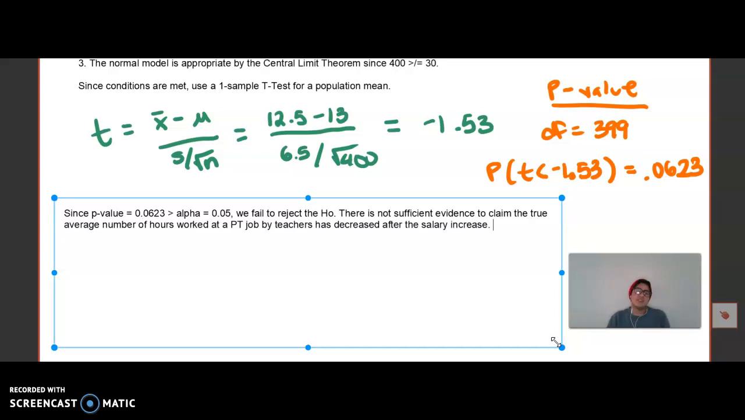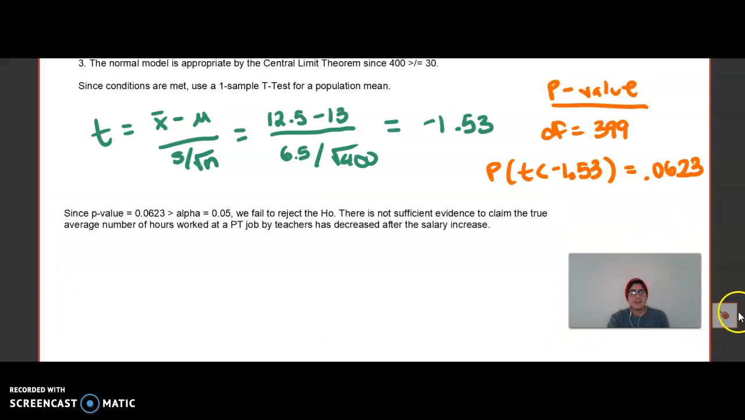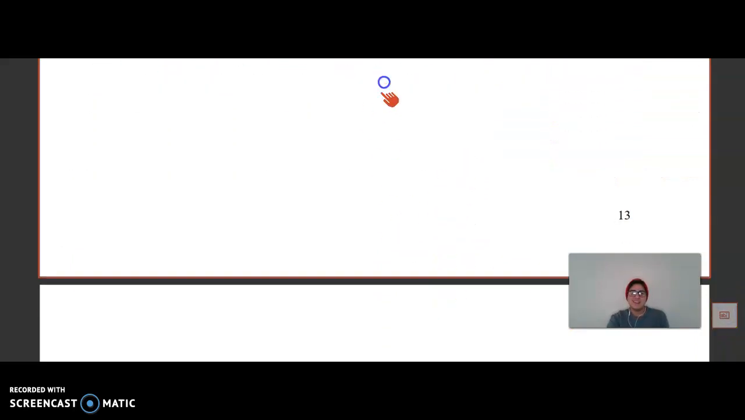In fact, there's just not sufficient evidence. There's about a 6% chance this would happen, assuming that the claim is true that teachers are working about 13 hours at their part-time jobs currently. So a fun little, not a fun example, very tragic example of some things that your teachers are enduring.